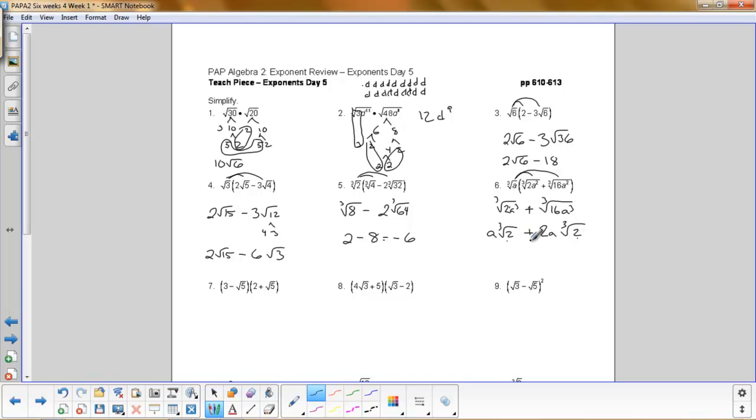Now your radicands are identical, so you have like terms. 1 plus 2 is 3. 3a times the cubic root of 2.